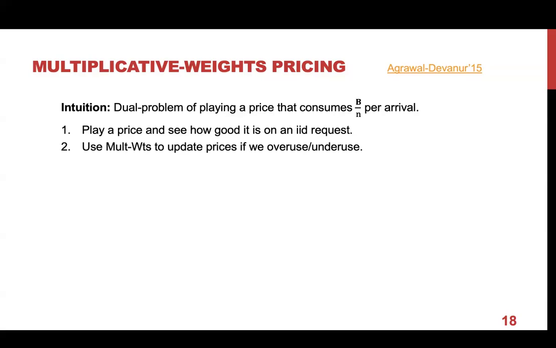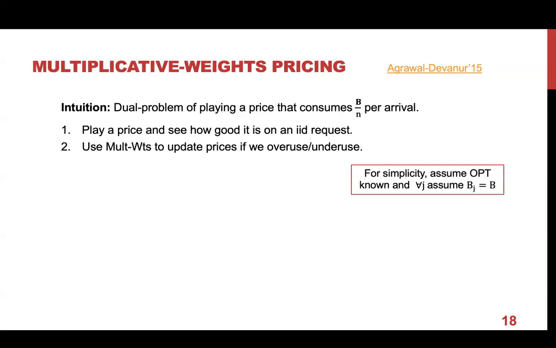Just evaluate your current price vector for this fresh request. It's an unbiased sample. And you can use this intuition to basically figure out: okay, am I consuming b over n, or am I consuming less or more? And that's precisely what you'll do. So the algorithm is precisely just formalizing this.